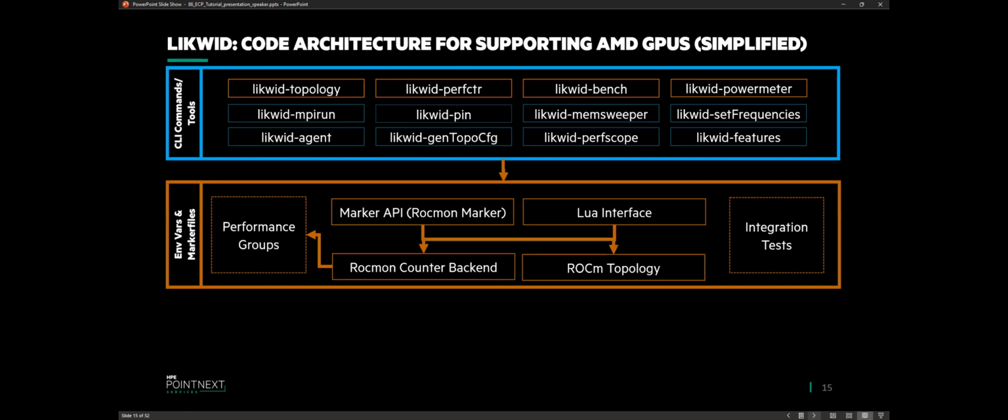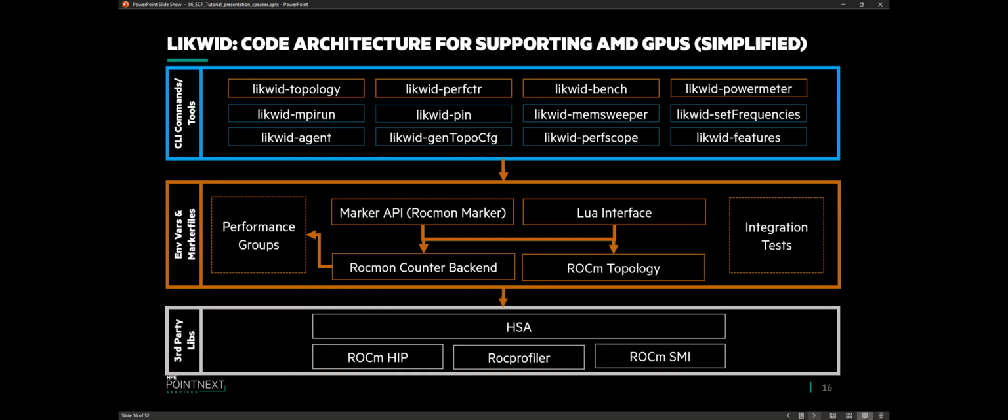In the middle layer, we've implemented the corresponding marker API mid-end with the respective ROCm marker API, as well as the AMD ROCm related Lua interface. Both of these entry points have their respective counter and topology backend. And we have also several performance groups in place. At the bottom, we're basically using HSA as well as the well-known ROCm HIP, ROC Profiler, and ROCm SMI libraries.